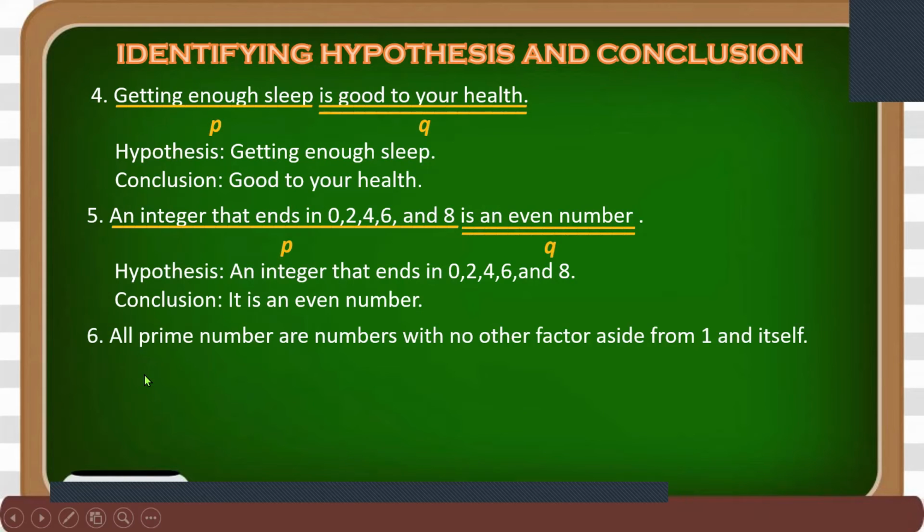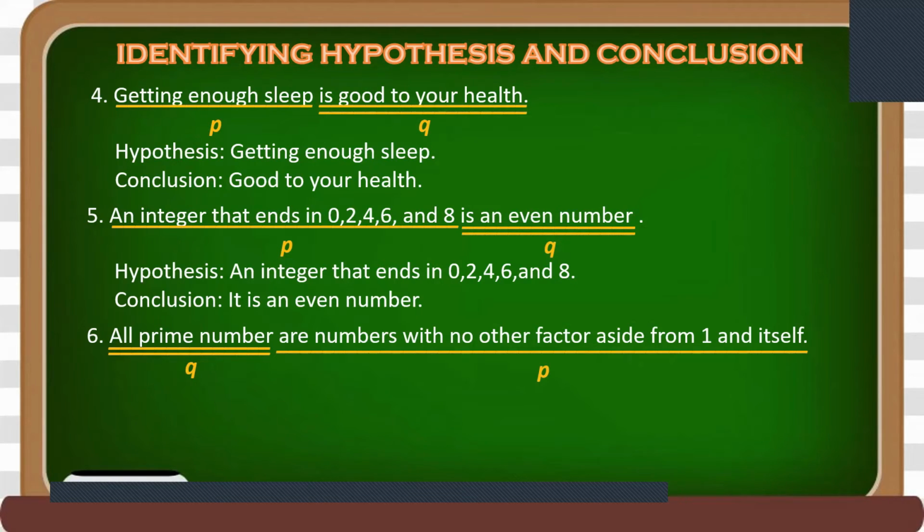Next, for number 6, all prime numbers are numbers with no other factor aside from 1 and itself. So our hypothesis is numbers with no other factor aside from 1 and itself, and our conclusion is all prime numbers. Nasanay tayo na laging nasa unahan yung hypothesis sa mga example natin. Hindi pala palaging ganun. So, dapat marunong din tayong mag-identify talaga kung ano yung hypothesis at conclusion sa statement.